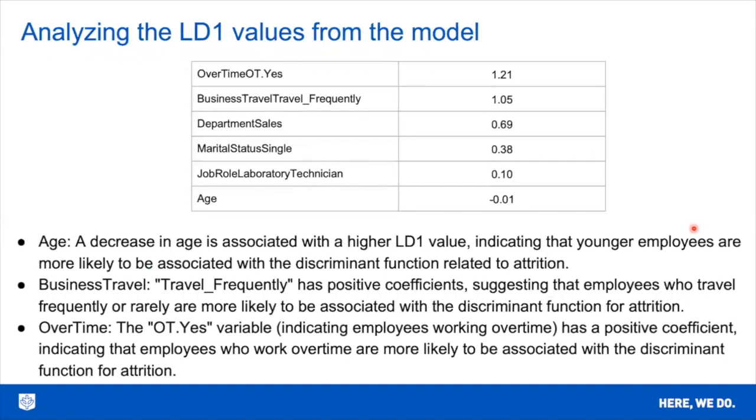Apart from this, we analyzed the LD1 values from the model. Here we can see the LD1 value for age shows that a decrease in age is linked to a higher likelihood of being associated with the discriminant function related to attrition, suggesting that younger employees are more prone to attrition. For business travel, travel frequently has a positive coefficient, which indicates that employees who travel frequently are more likely to be associated with the discriminant function for attrition. Similarly, overtime also has a positive coefficient, which suggests that employees who work overtime are more likely to be associated with the discriminant function for attrition.